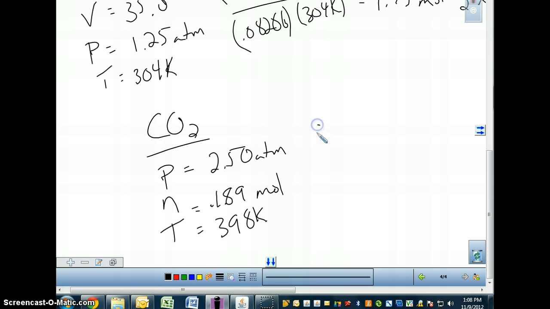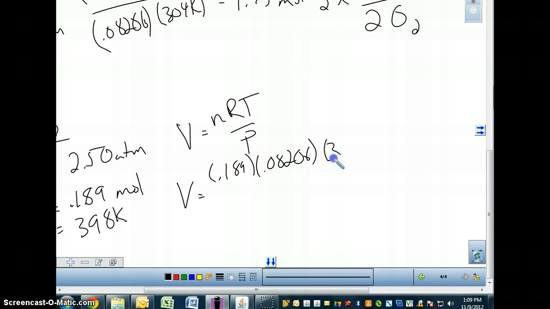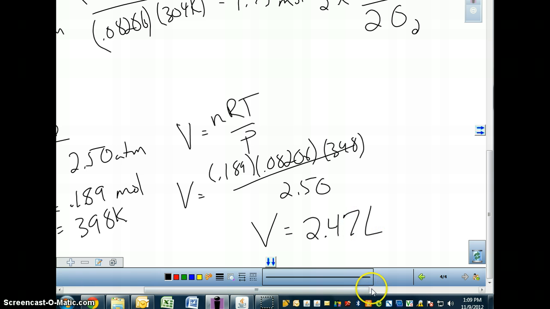Plugging this into PV equals nRT, but solving for V, I get V equals nRT over P. Plug in my numbers, V equals 0.189 times 0.08206 times 398 divided by 2.5. I get a volume equal to 2.47 liters.